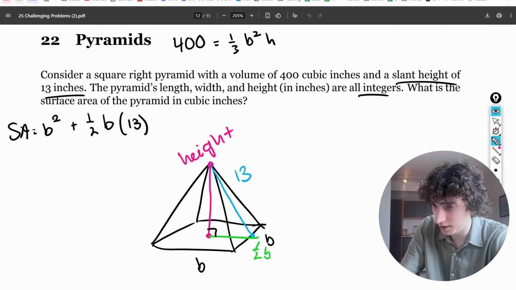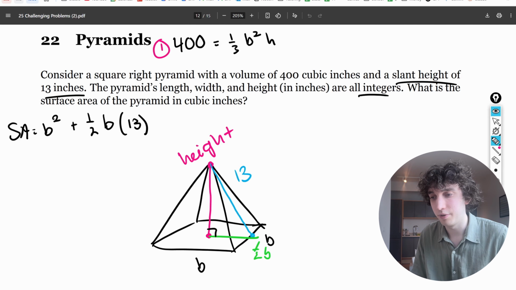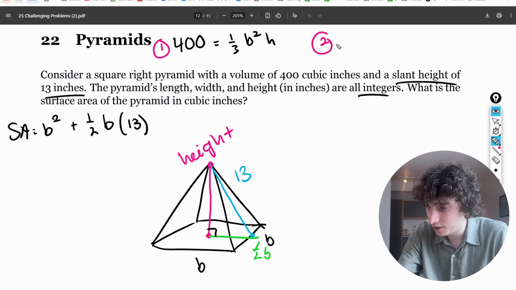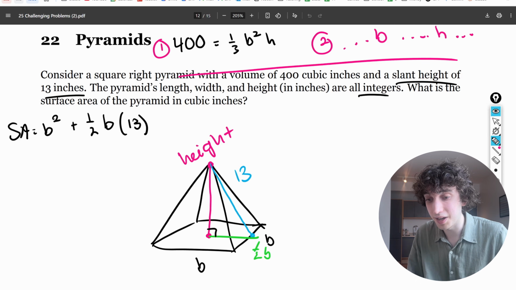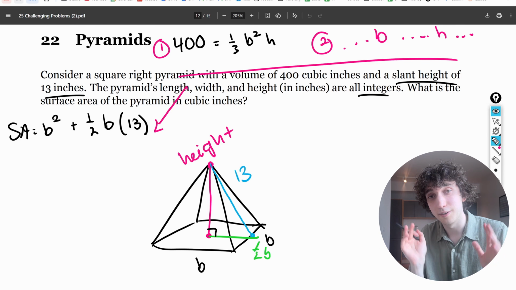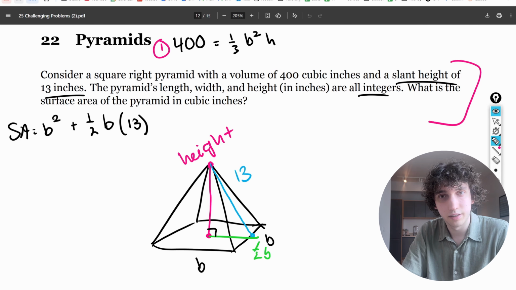I'm going to label this as equation number 1. And then the question is, is there a second equation that we can come up with? Because if we have a second equation with something, something base, something, something height, then we have a system of equations, and we can solve for base, and we can plug that in here, and we can figure out surface area, and everyone's happy. So if we look at the paragraph, we don't see any other information.